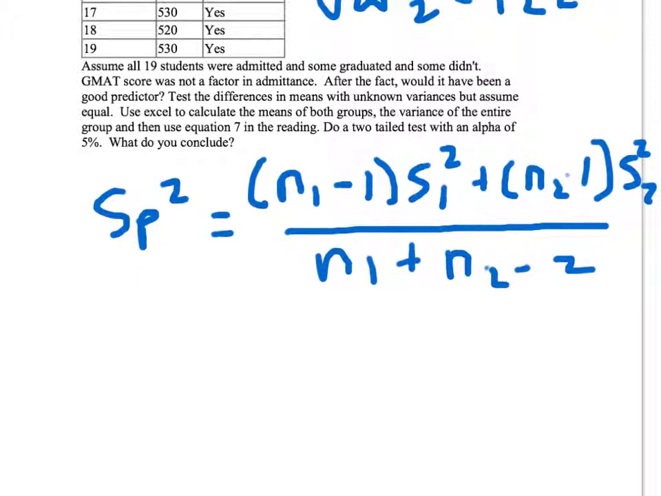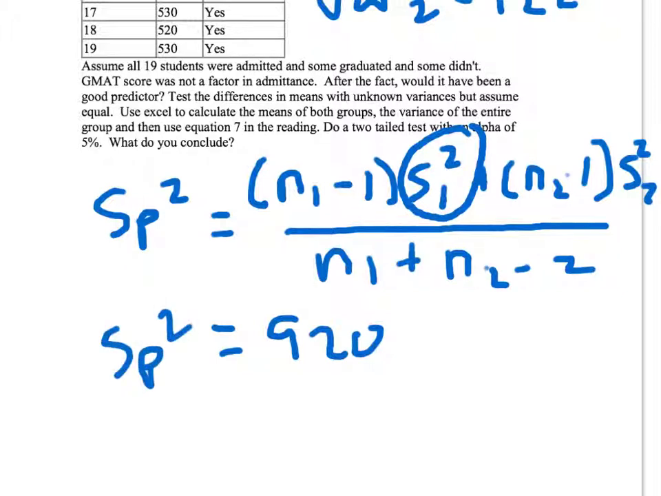For N1, you get 9. For this term right there, the variance, that is the 575. This is 10. This is 1227. That's 9. And I believe that's 10. When you work this out, you get 920. And again, that is the pooled variance.